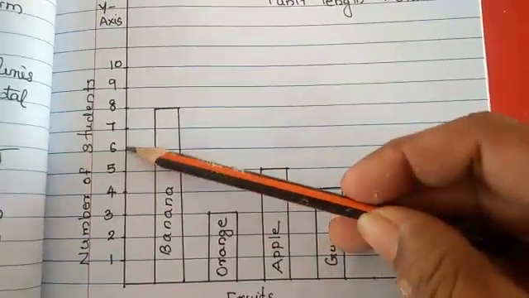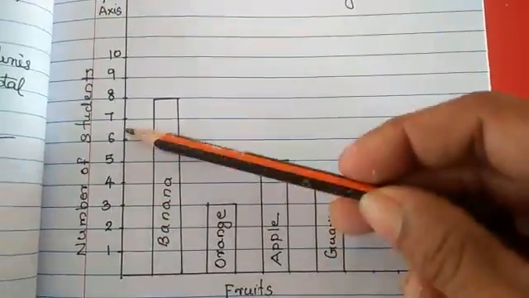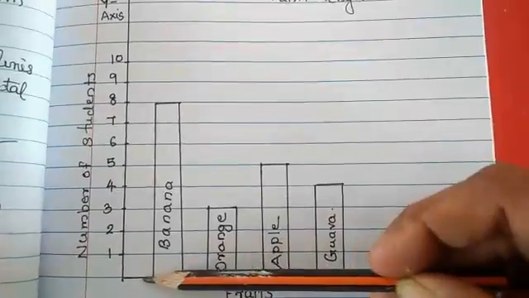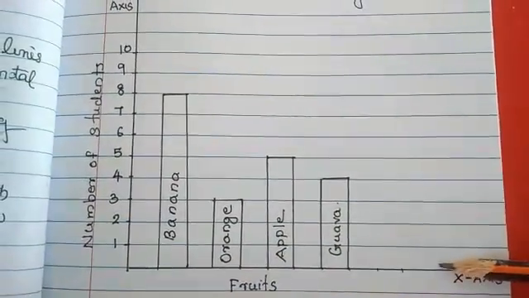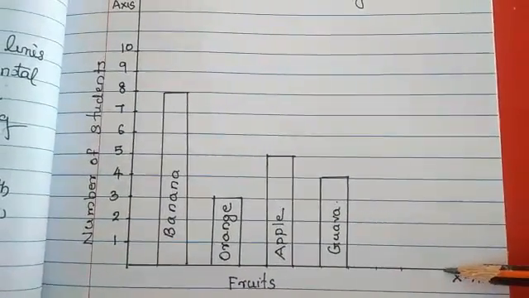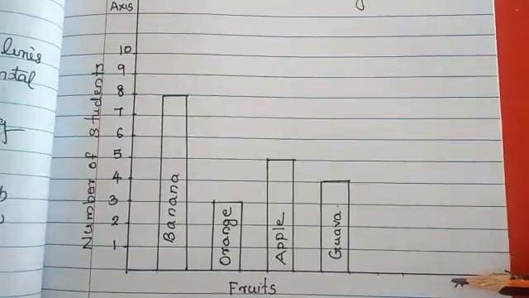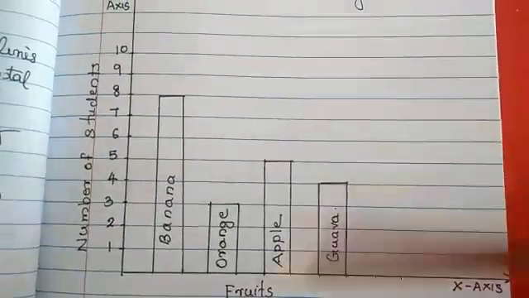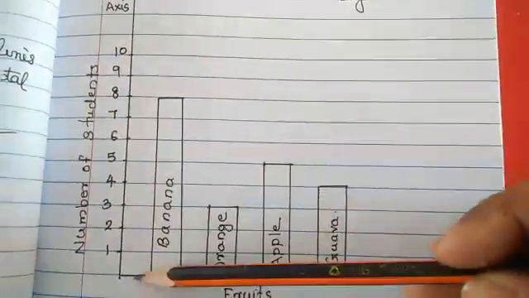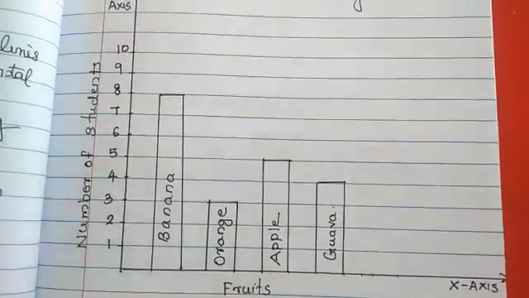This is the vertical line and this is the horizontal line. This is the first step we have to draw for the bar graph. So, vertical line, horizontal line.